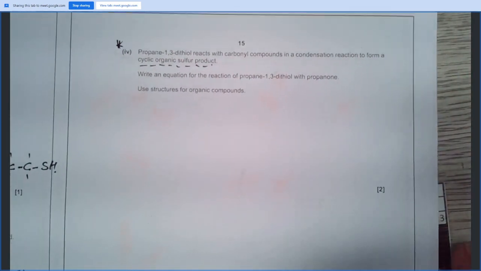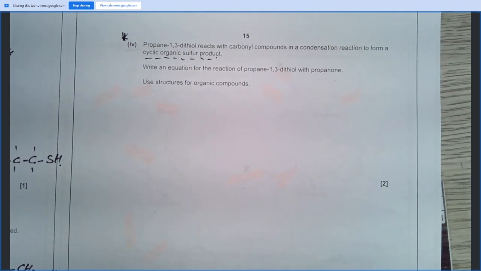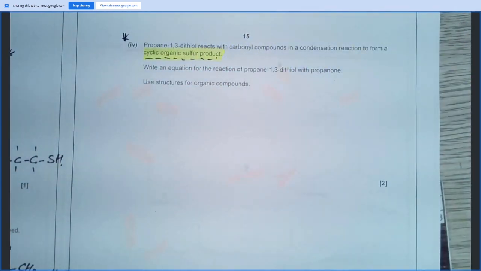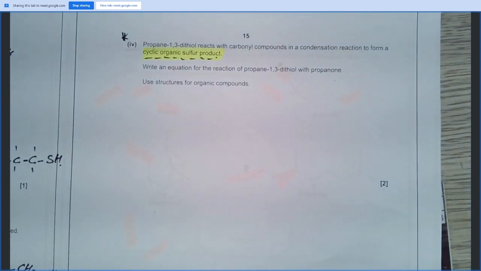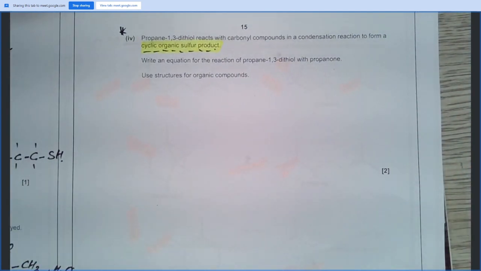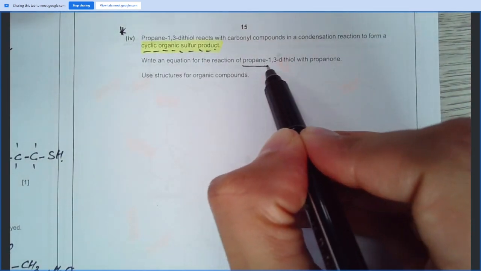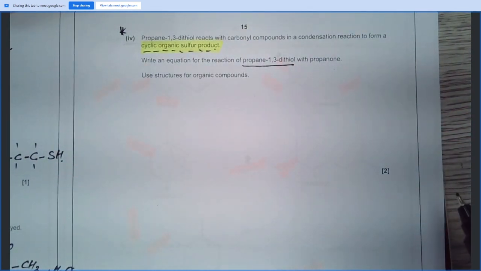Okay. Next question here. I did put a star on this question because it's an important question. It says propane-1,3-dithiol reacts with carbonyl compounds in a condensation reaction to form a cyclic organic sulfur product. They've given you something important, so it will be a cyclic organic sulfur product. Write an equation for the reaction of propane-1,3-dithiol with propanone. So let's first draw the structure of this molecule.